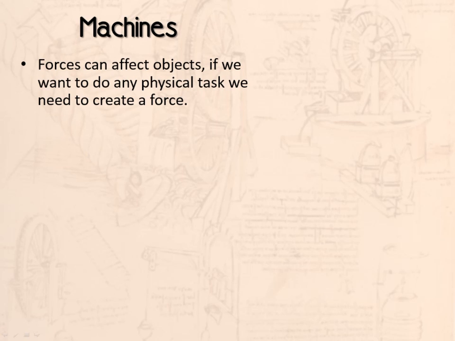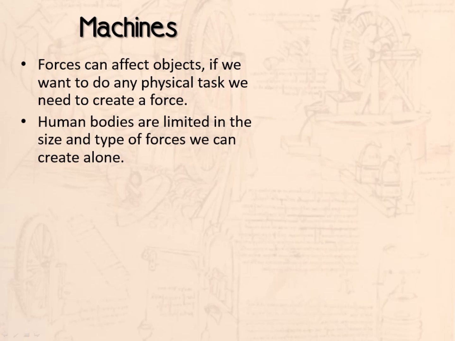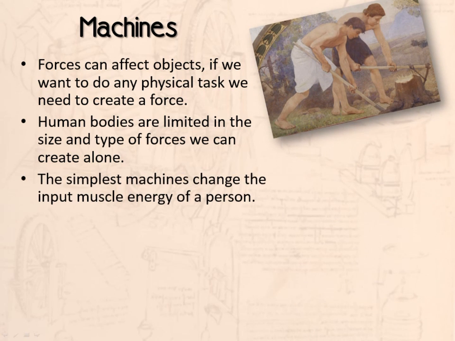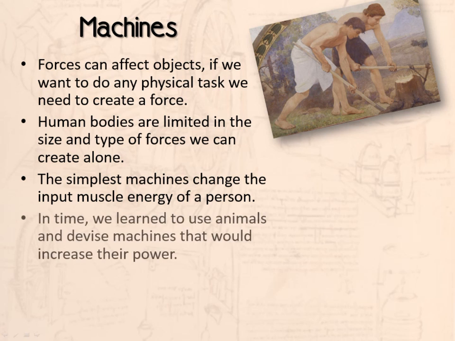So, forces affect objects, and if we want to do any task, we need to create a force. As humans, we are limited in the forces we can create. We have muscles, we have hands, we have arms, etc. So, the simplest machines are things that a person can use that change the way the person's muscles apply force. You can see here an example of people ploughing the ground by hand.